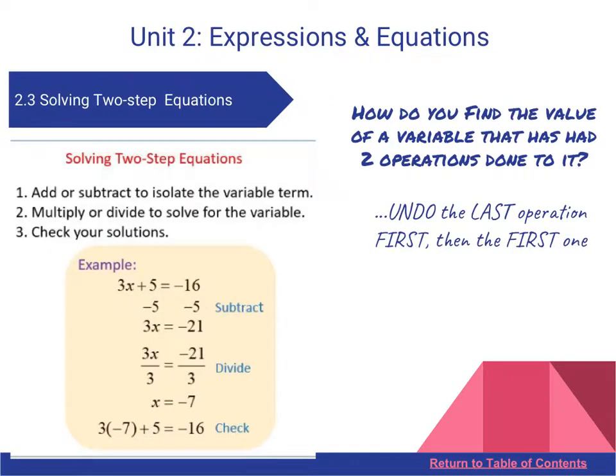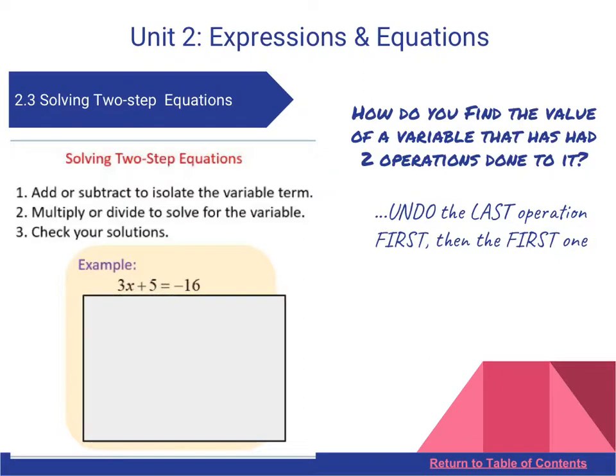All right, moving on. So how do you find the value of a variable that has had two operations done to it? Before I do that, let me just put a quick box over this so I can go step by step. Not even more than two, because we will be doing ones with more multi-step equations, but just like on the previous page with that rope, we said we had to undo the last operation first, then the first one.